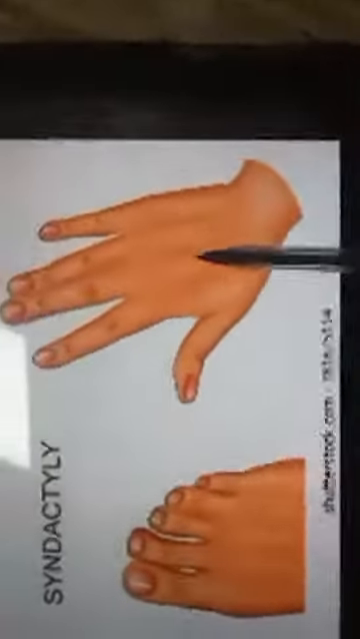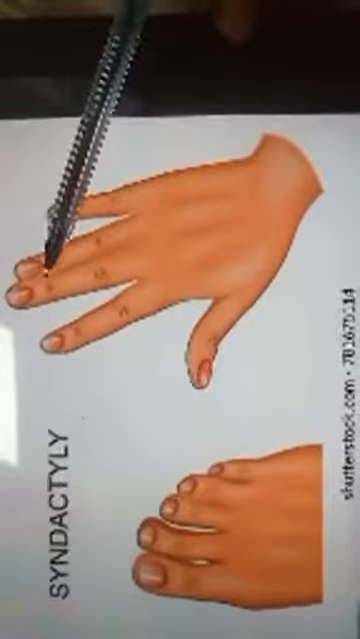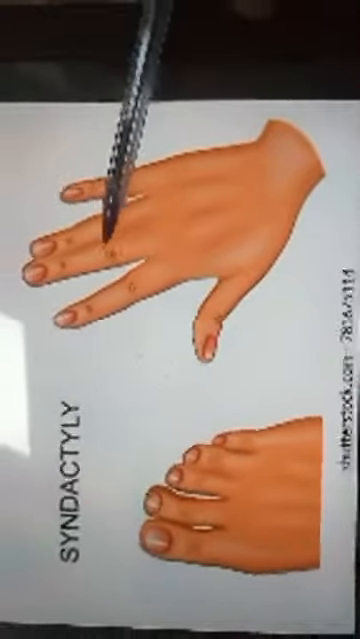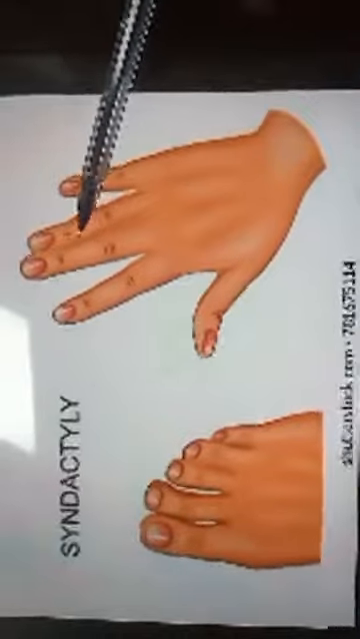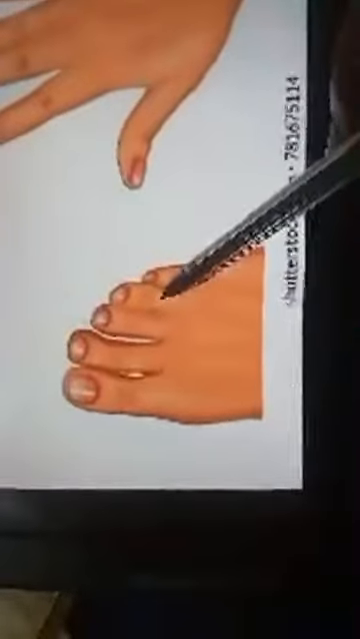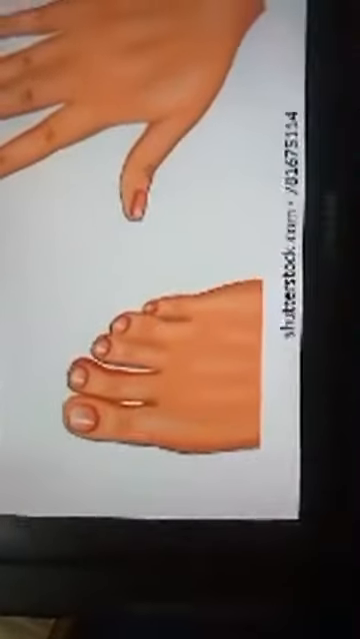So this is one for the hand. You can see the fingers joined together, the ring finger and the middle finger, joined by the skin. And these are the toes. These are the middle toe and then the fourth toe.